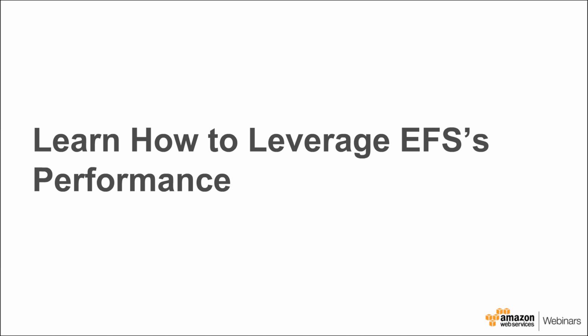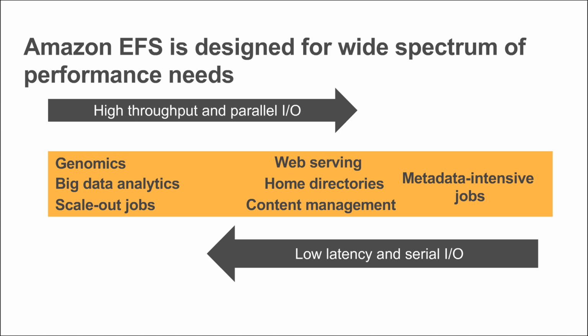So let's talk in more depth about EFS's performance model. And let me start by saying that EFS is designed to serve the vast majority of file workloads. That covers a wide spectrum of performance needs. So from big data applications that are massively parallelized and require the highest possible throughput to single-threaded, latency-sensitive workloads. So examples across that spectrum are things like genomics analysis, big data analytics, scale-out workloads, web serving and content management, and then some metadata-intensive jobs that oftentimes are serialized and small I/O, and so latencies really matter in those cases.